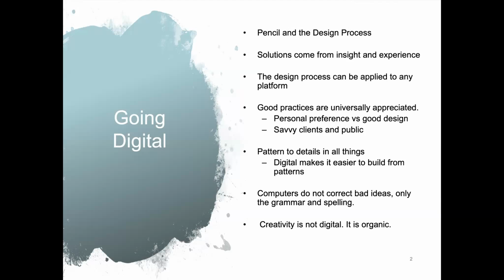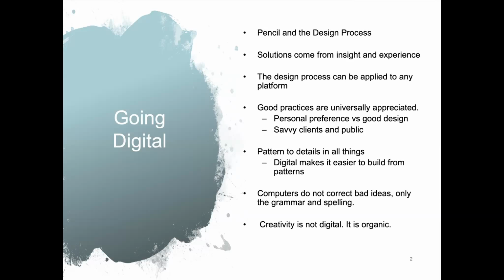We also go from patterns to details in all things. We're not starting with the species of plants and things like that. Just like the scale of permanence, when we're working digitally, we start with the big patterns, the big things that are on a base map, and then we work slowly as we add and go into detail in order to find our solutions. The computer does not correct bad ideas. It accepts them just as much as you're going to lay them in.